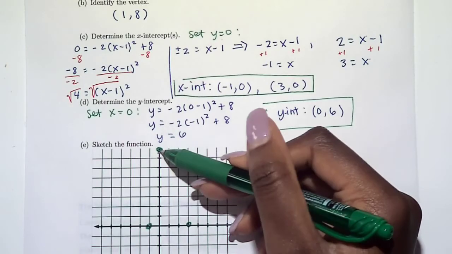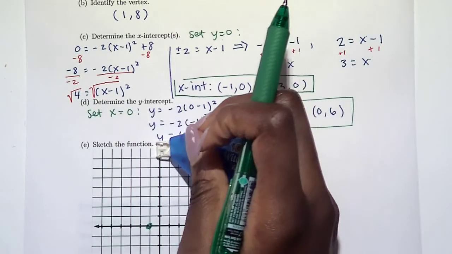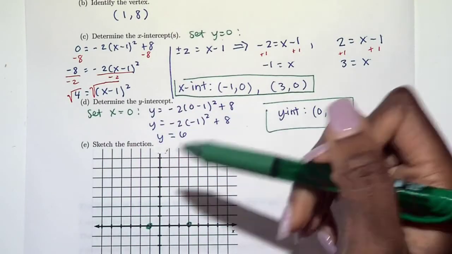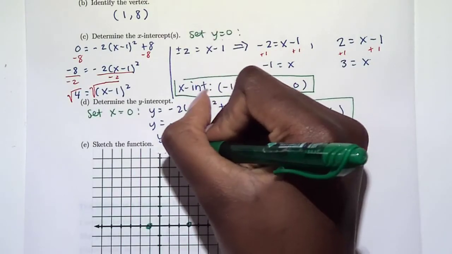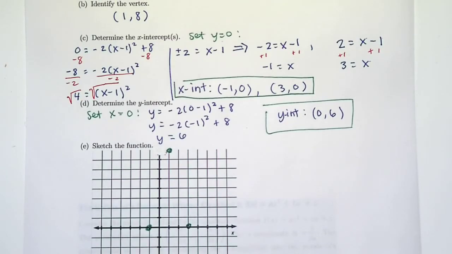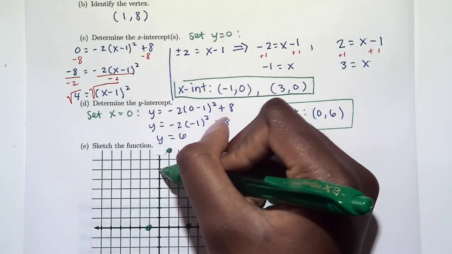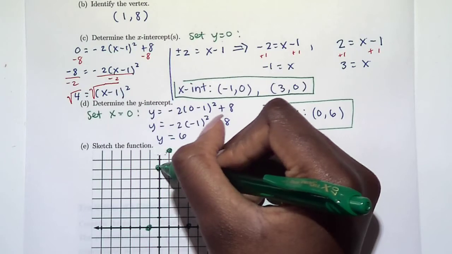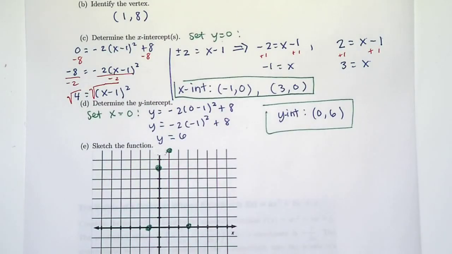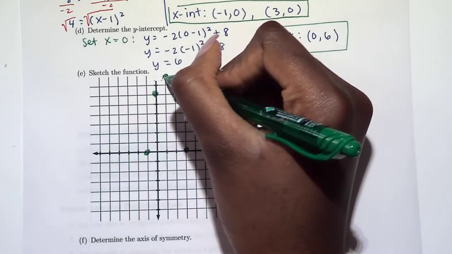And where do we cross the y? Oh, sorry, I did the wrong point here for our vertex. Sorry about that. I'm just going to wipe that out. It's the point 1, 8 over here. Sorry if that caused confusion. All right, and so then our y-intercept, so the thing that's on the y-axis, is 0, 6.